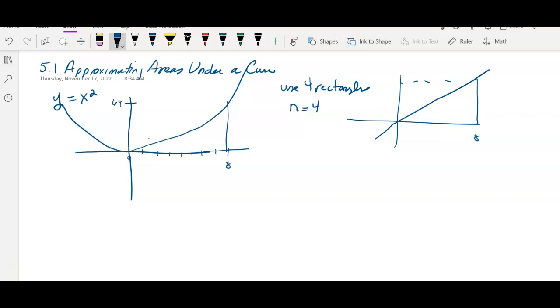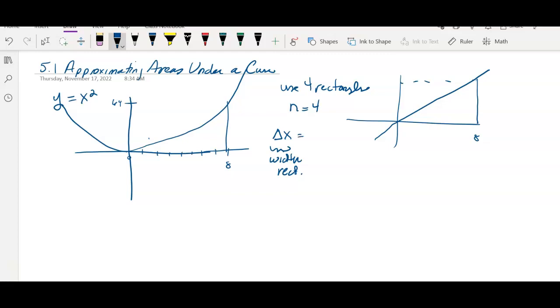Now, all right, let's think about this for a minute. I'm going from 0 to 8. I want 4 rectangles. How wide are each of those rectangles? 2. Everyone agree? 2? Okay. So that actually has a value as well. We're going to call that, for now, delta x. Delta x is going to represent the width of each rectangle, and delta x is pretty easy to calculate.